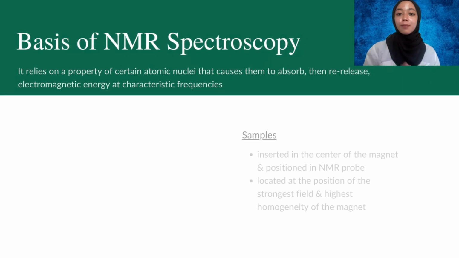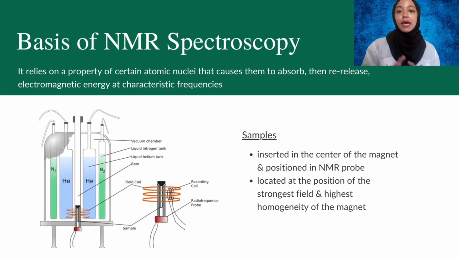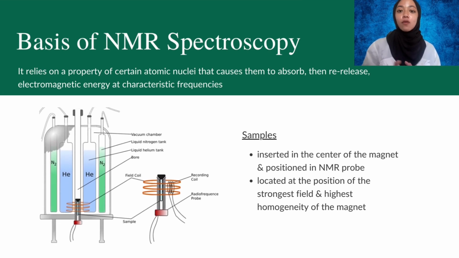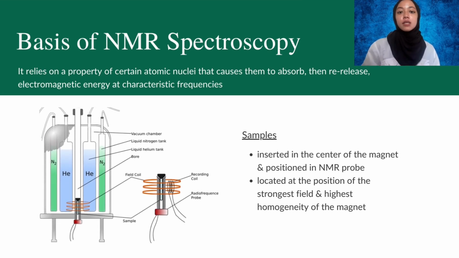Next, we move on to the basis of NMR spectroscopy. NMR relies on a property of certain atomic nuclei that causes them to absorb, then re-release electromagnetic energy at characteristic frequencies. Shifts in the usual response frequency for a given isotope provide information about their immediate environment, including influences from nearby electrons and magnetic nuclei, making it possible to infer molecular identity, geometry, and many more.